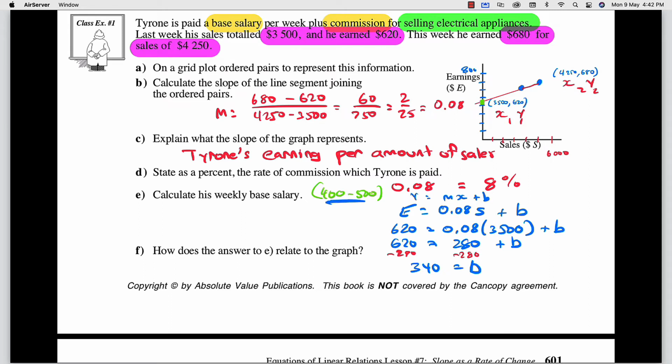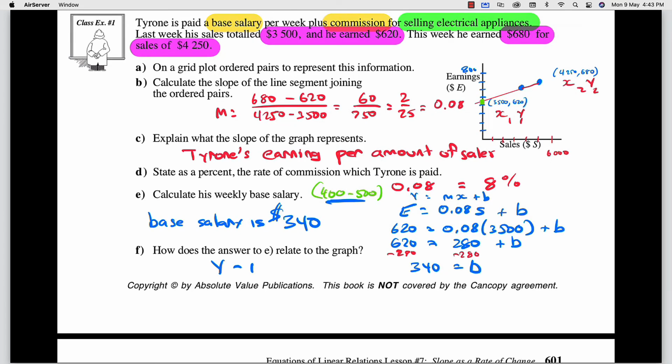So I was a little off on the accuracy of my graph, but that should be it right there. So his base salary is $340. How does the answer to E relate to the graph? Okay, well, what did we calculate in part E? We calculated the base salary. What is the base salary? It is the y-intercept.